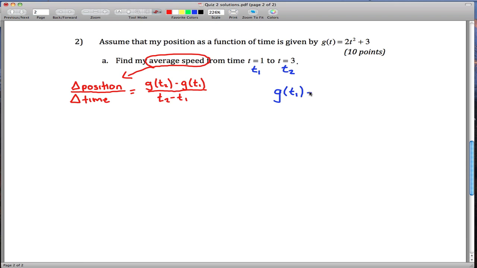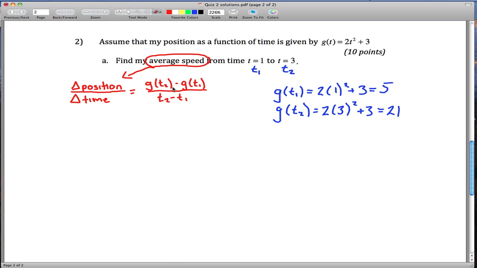Once we have that, we can figure out what g of t1 is. We know g of t equals this, so g of t1 would be 2 times 1 squared plus 3. 1 squared is 1, times 2 is 2, plus 3 is 5. Similarly, g of t2 we'll get by plugging 3 into our g of t. 2 times 3 squared plus 3. A little harder to do in your head. Let's see, 3 squared is 9, times 2 is 18, plus 3 gets you to 21.